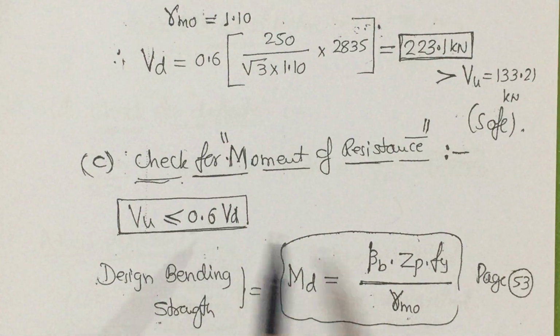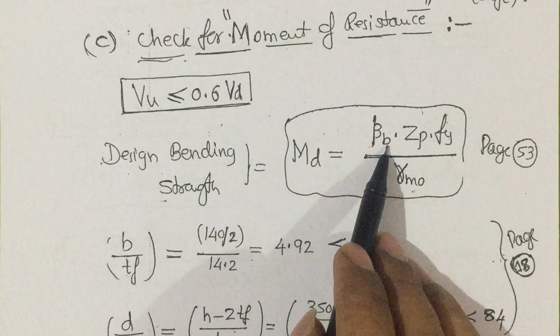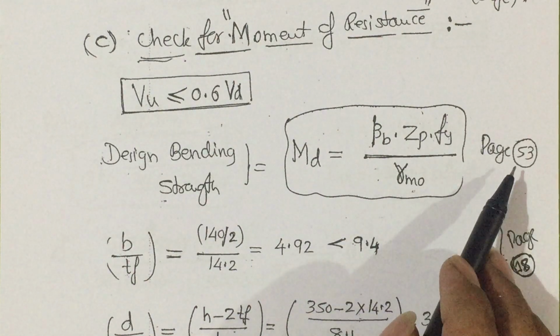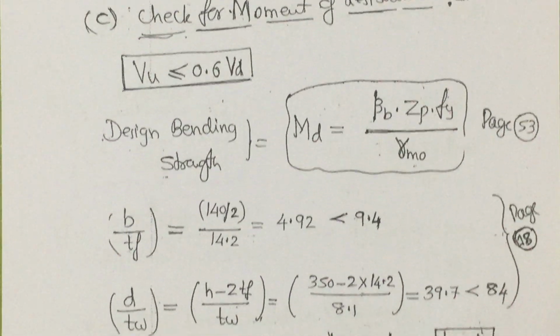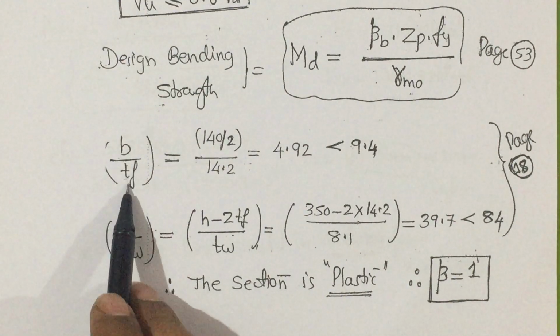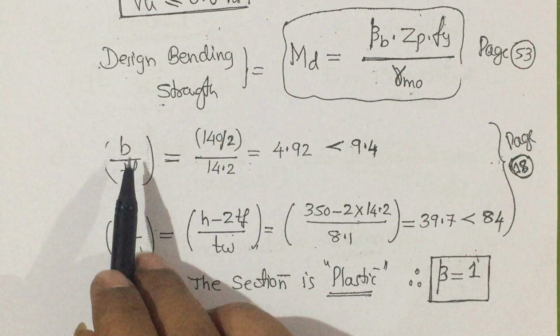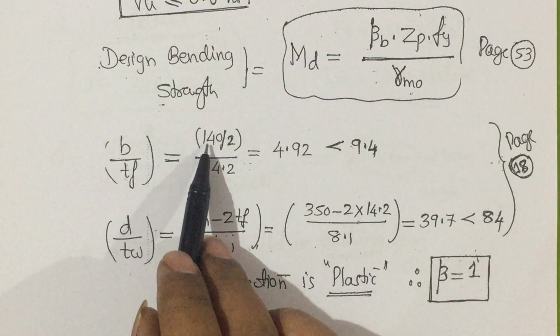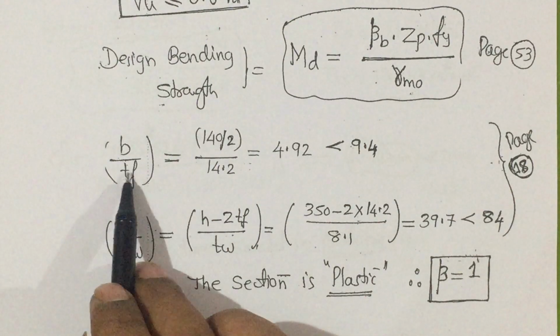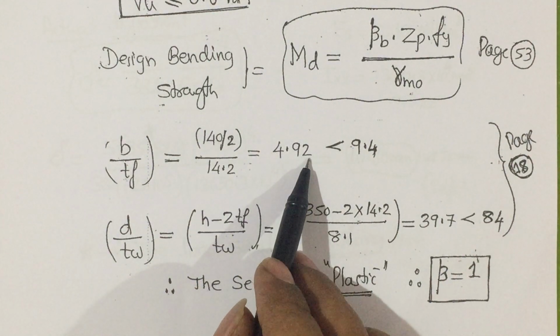If it is less than or equal to 0.6 Vd, then we have the formula design bending strength Md is equal to beta b into Zp into Fy divided by gamma m naught, given in page number 53. Then we need to select which section it is. So, in order to conclude which section it comes under, we need to calculate b by Tf and d by Tw. It is per flange portion, it is per web portion. b by Tf, b is nothing but half width. So, total width is 140 divided by 2, we will get half width. Tf, thickness of the flange is 14.2, we will get it as 4.92.